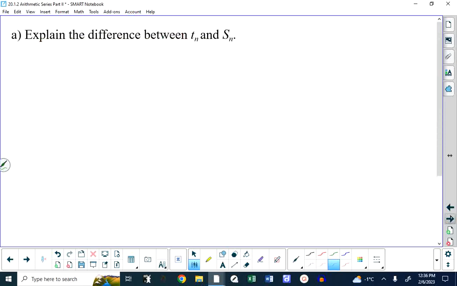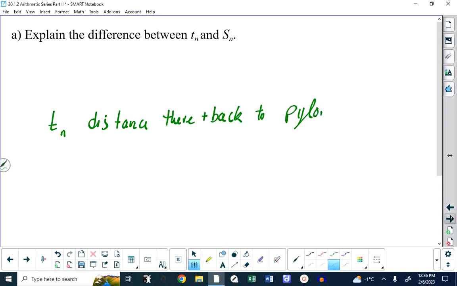And here's the first question. What's the difference between Tn and Sn? Well, Tn is the distance there and back to pylon n. Okay, so if you know n is 5 and you calculate T5, you're finding the distance there and back to the fifth pylon. You're finding the distance to the fifth pylon and back.